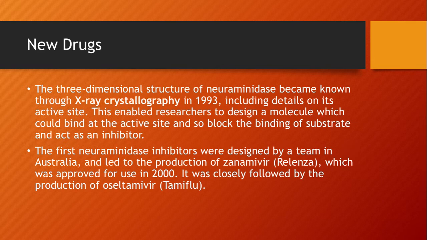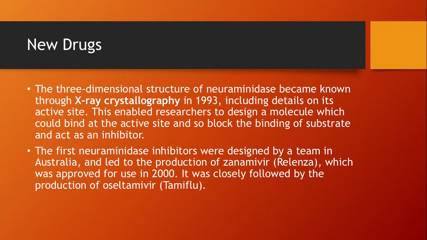The first neuraminidase inhibitors were designed by a team in Australia and led to the production of zanamivir, which is commonly known as Relenza. This was approved for use in the year 2000, and it was closely followed by the production of oseltamivir, which is commonly known as Tamiflu.